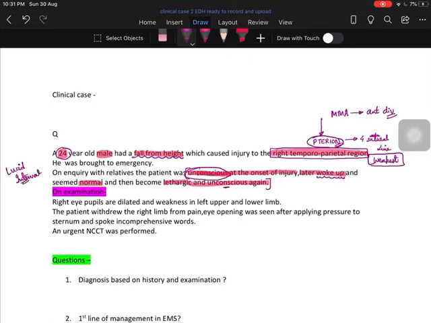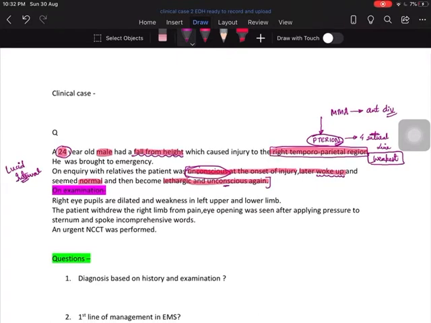Because at the onset of injury, a concussion is there which makes the patient unconscious, and then the patient wakes up, and later more and more blood accumulates into the cranial cavity and pushes the brain substance, and due to this or the brain edema, he goes unconscious.